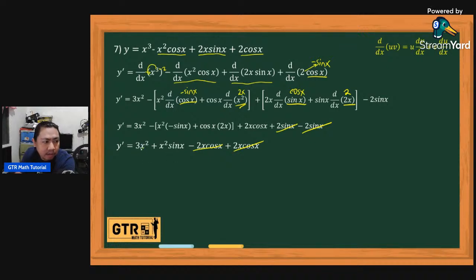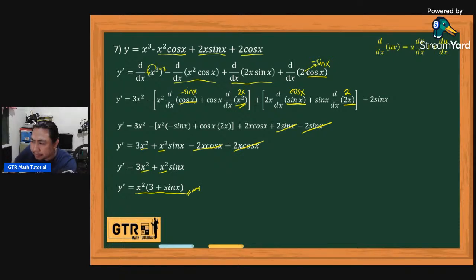Just factor out the common x squared. Okay? So the remaining term is 3x squared plus x squared sine x. Both have a factor of x squared, so factor out x squared. Final answer is x squared times 3 plus sine x.